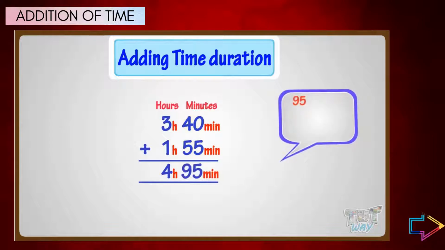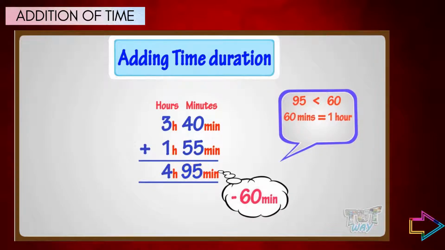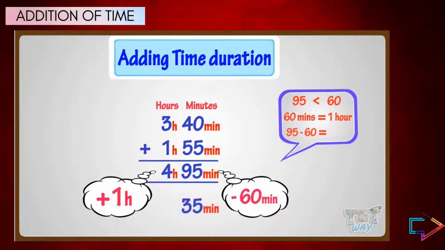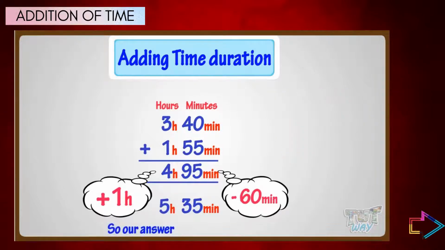Here, the minutes are more than 60, and we know 60 minutes make an hour. So subtract 60 from minutes and add 1 to hours. So 95 minus 60 equals 35 minutes. And adding 1 to hours, we get 5 hours. So our answer is 5 hours, 35 minutes.